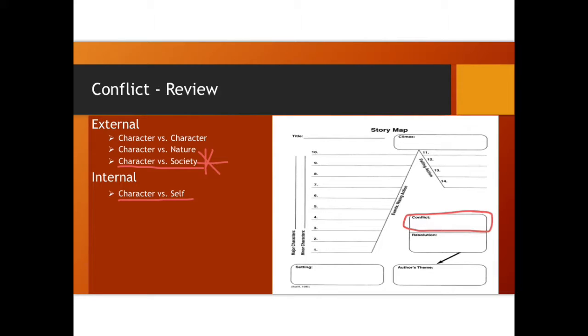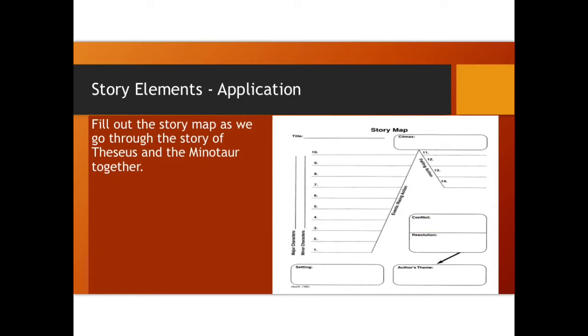Think of what type of conflict is going on in the story you're reading right now for your choice book. Is it more external or internal? Is there a specific external part that you can think of? Please fill out the story map as I read through the story of Theseus and the Minotaur.